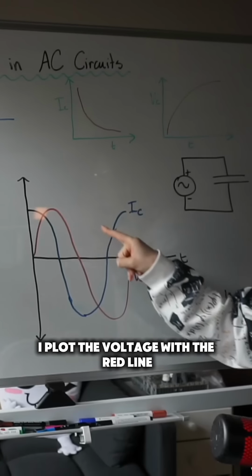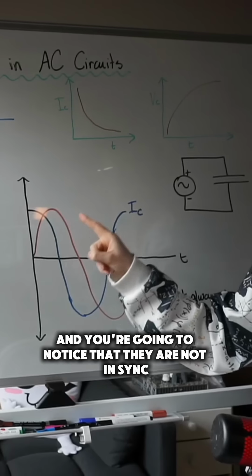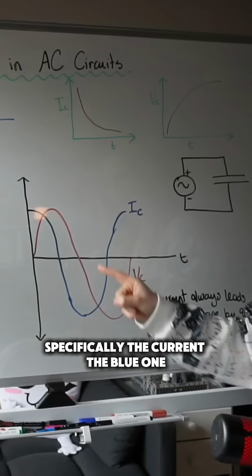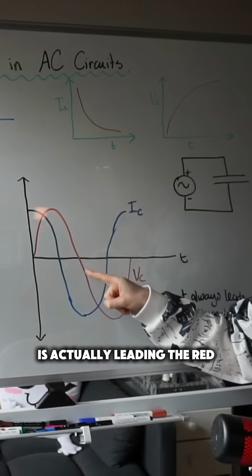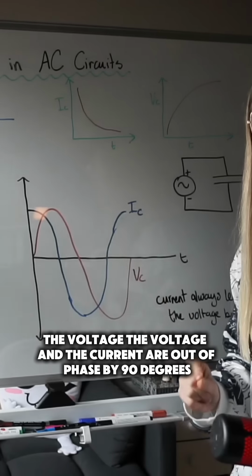I plot the voltage with the red line. I plot the current in a blue line. And you're going to notice that they are not in sync. They're out of phase with each other by 90 degrees. Specifically, the current, the blue one, is actually leading the red, the voltage. The voltage and the current are out of phase by 90 degrees.